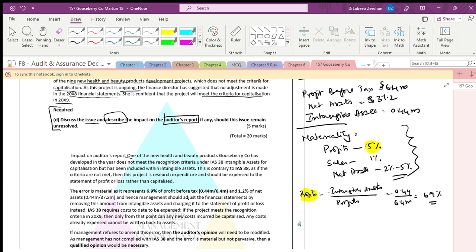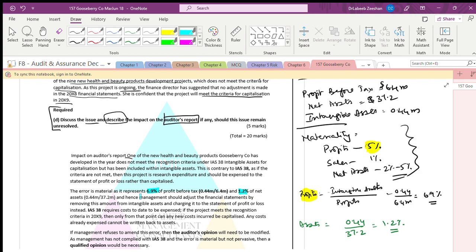Next, with respect to assets, how much are the assets? 0.44 divided by 37.2 comes to 1.2%. That has been given here: 6.9 and 1.2.